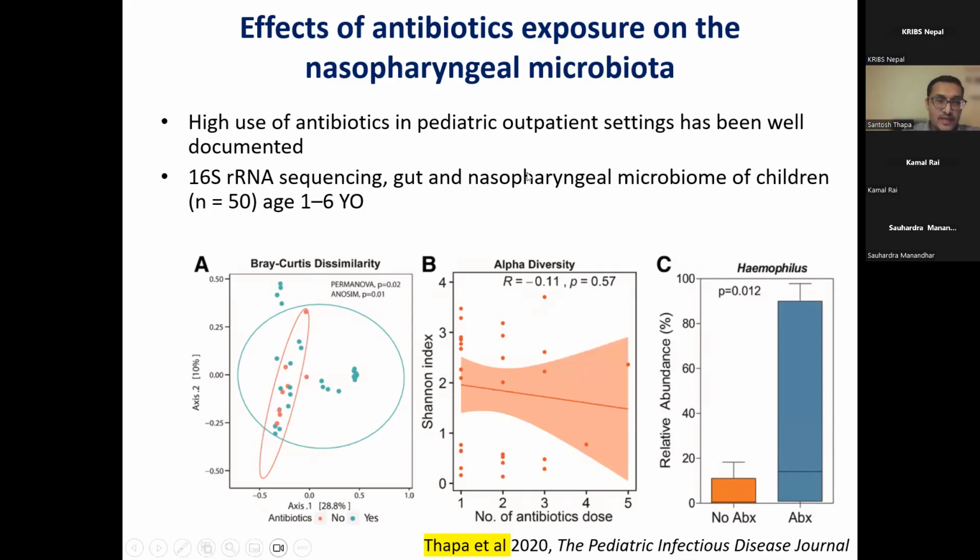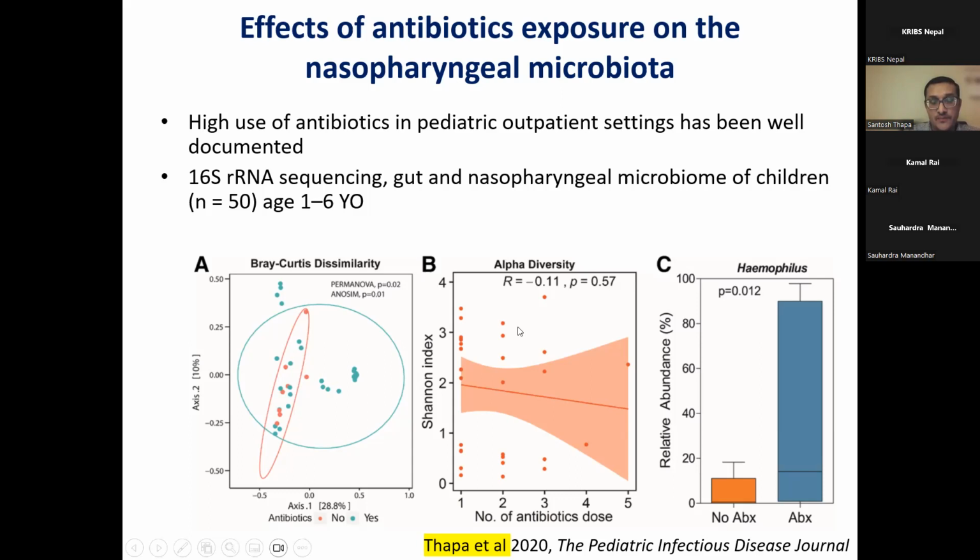Here in figure A is the Bray-Curtis dissimilarity, which is a type of beta diversity index that we use in the field of microbiome. The x-axis and y-axis, axis 1 and axis 2, represent the highest variability in the data set. Shown here, grouped by antibiotics, yes or no, you can see a separation of the dots into blue and red ones, suggesting that their microbiome composition is different depending on whether they are on antibiotics or not.